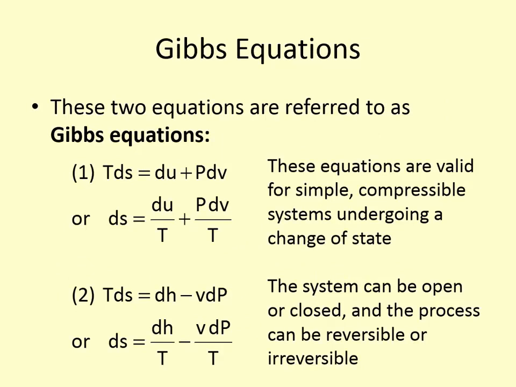We can rewrite it in another form. We can solve for dS, and then if we integrate, we'll have the integral of dU over T plus P dV over T. Although these were derived using the reversible equality, they're valid for simple compressible systems that are open or closed, and the process can be reversible or irreversible. So we can use this entropy relationship in terms of other property values for any system.